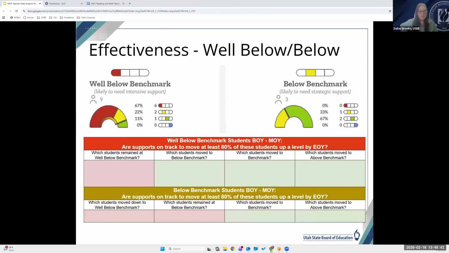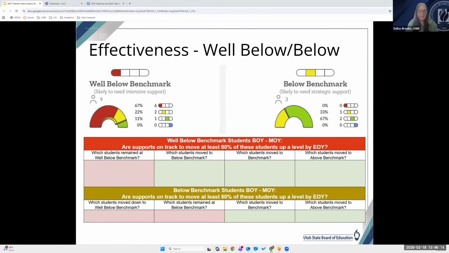So you're going to start by looking at students who were well below or below benchmark at beginning of year. For these students, we need to ask ourselves, are our supports on track to move at least 80% of these students up a level by the end of the year? That's that big goal: taking those students who had a red or yellow composite score and moving a really big chunk, 80% of them, up a level by EOY.